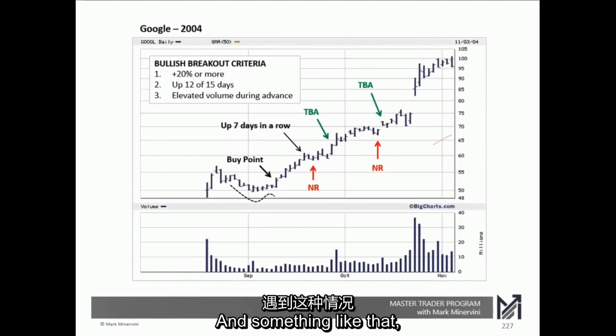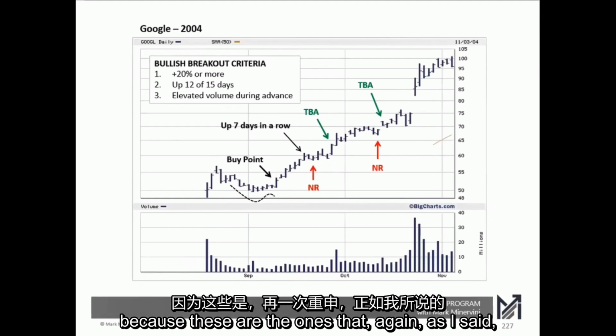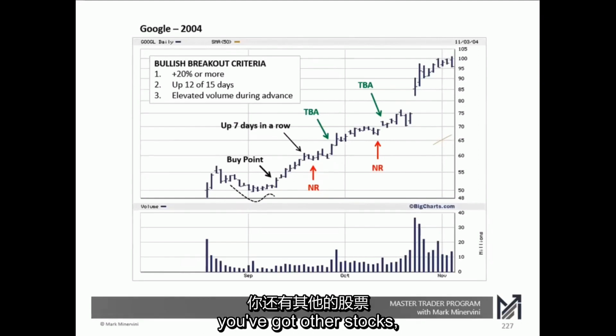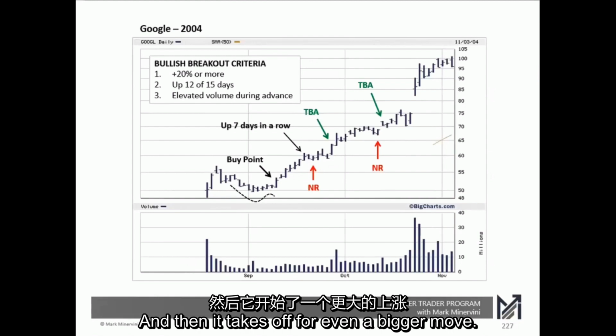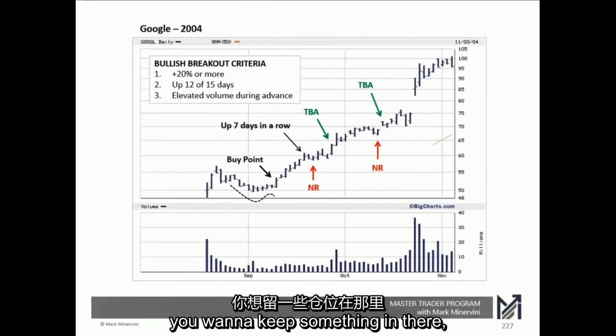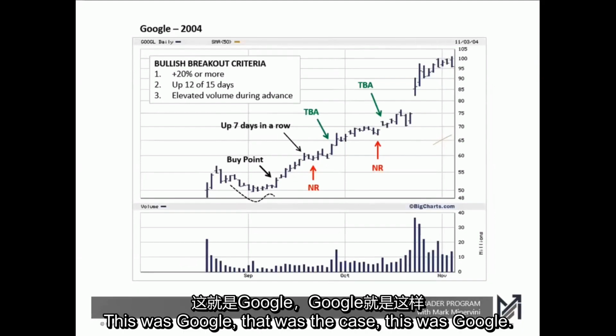Yes. And in something like that, you really don't want to lose the position, because these are the ones that, as I said, you've got other stocks, and all of a sudden this thing just breaks out again, and you miss it, and then it takes off for an even bigger move. You want to keep something in there, so you keep a close eye on it, or you just don't sell much of it when you get that indication of powerful buying. That was the case. This was Google.